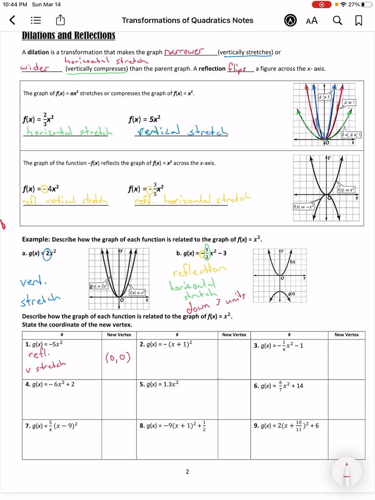Looking at number 2, the first thing I notice is that I have a reflection. The second thing I notice is that I have a +1, so that would go left 1 unit. So a reflection that moves left 1 unit would mean that my new vertex, because of that left movement, would be -1, 0. All right, go ahead and fill the rest of those out. And again, if you have any questions, please check with your teacher to make sure that you have those correct.